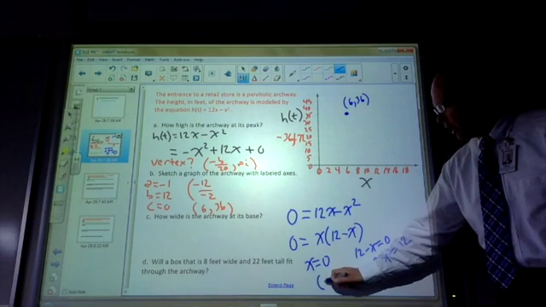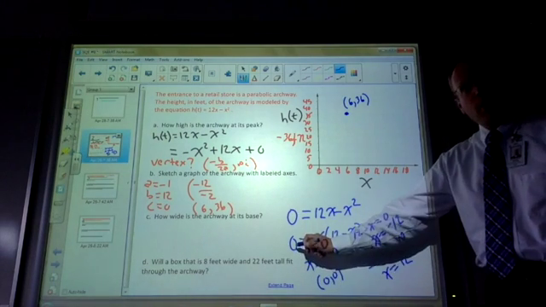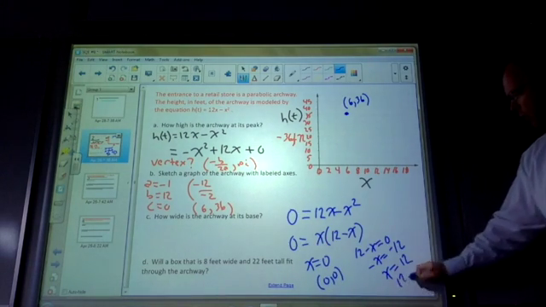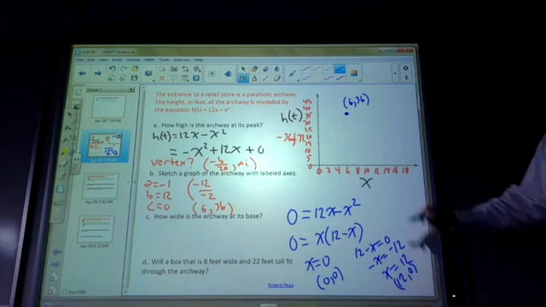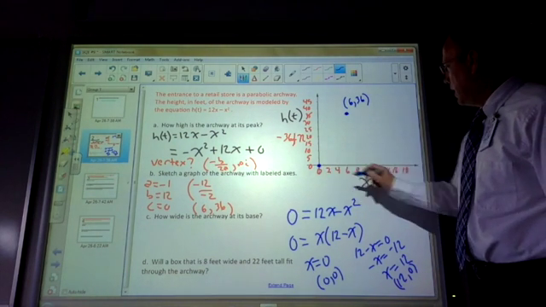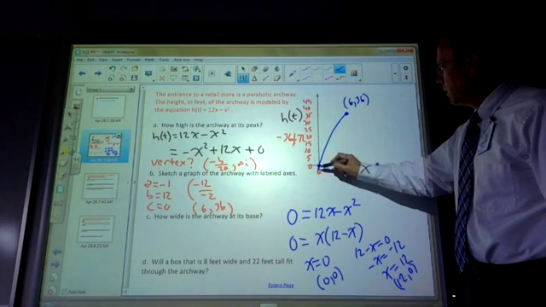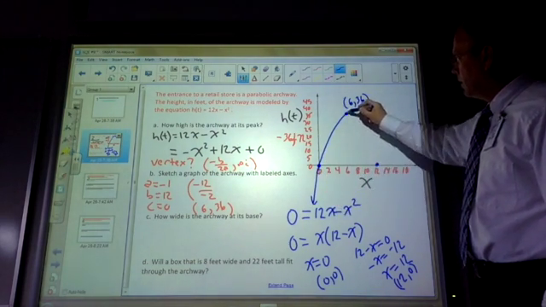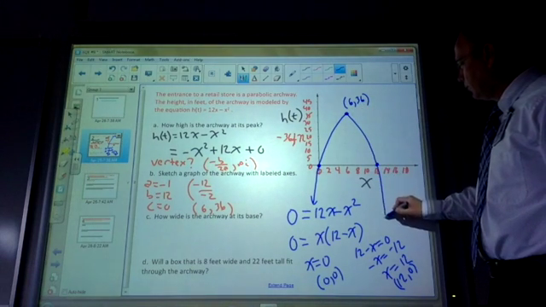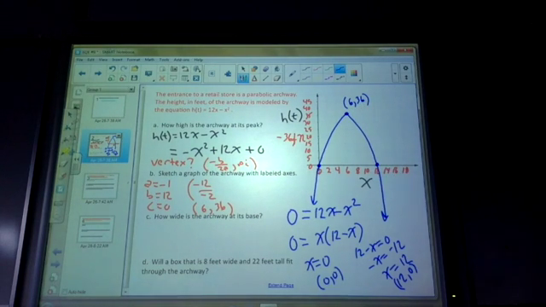So at 0, 0, because it's crossing, remember that 0 is my y component. And at 12, 0, those are my two components. So I have here, and I have here. Yes, this keeps going. It goes like that. So that's basically my archway.